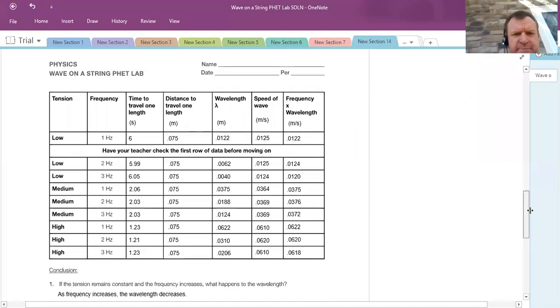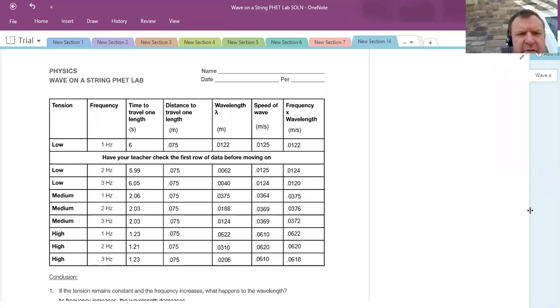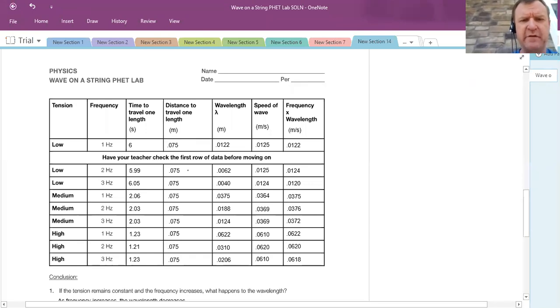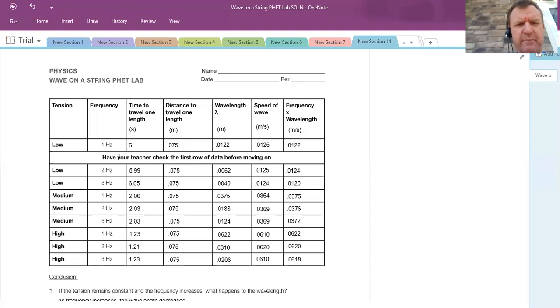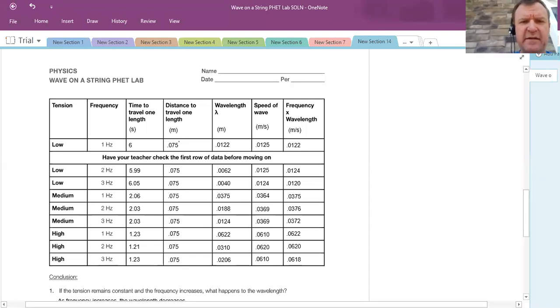And then part two, so this is where you did things a little differently. This is where you had the periodic or traveling wave and it went out the window. You're still doing similar things, but a couple additional things here. The time to travel one length, so you just watch the wave travel across the screen like that. I think everybody was okay with that. It suggested put it in slow motion, easier time that way. Distance for one length, well, that's still the 0.075 meters. That's still 7.5 centimeters.